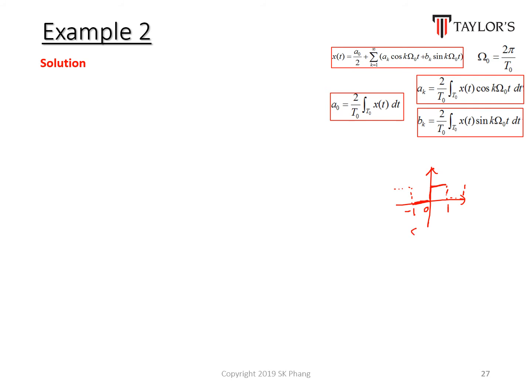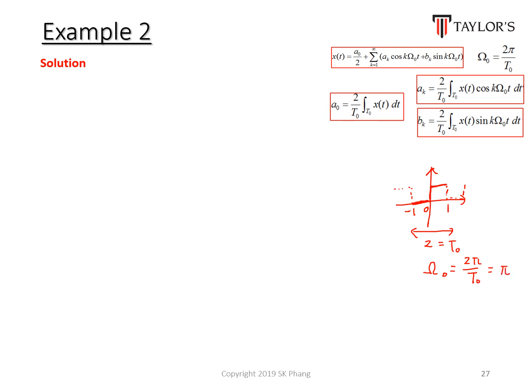But to find out the period, it's very simple. You just find the minimum and the maximum before it repeats. So the period is equal to 2. So our T naught is equal to 2. And once you find the period, you can find our omega naught. Our omega naught will be equal to 2 pi over T, which in this case is just pi.